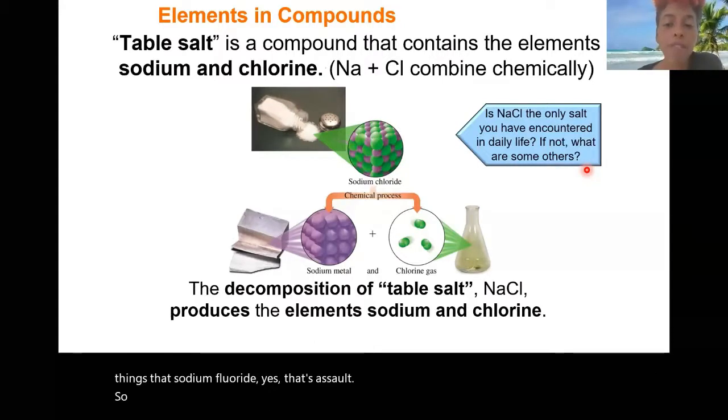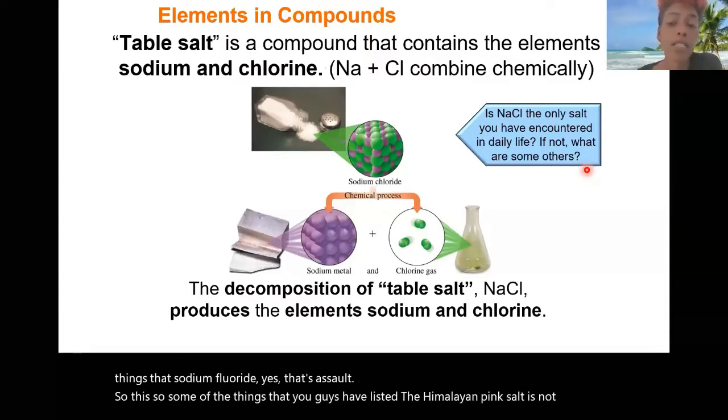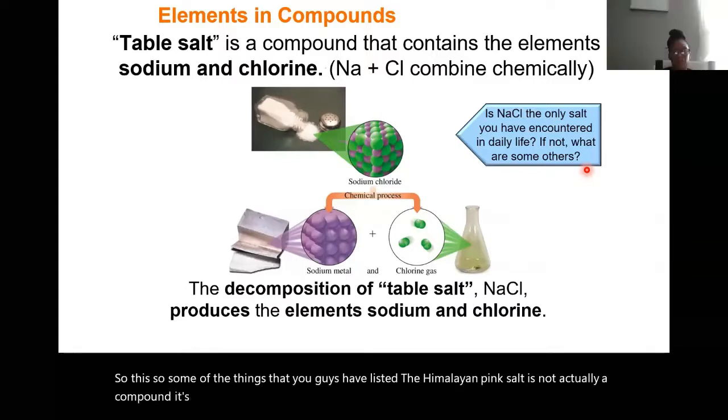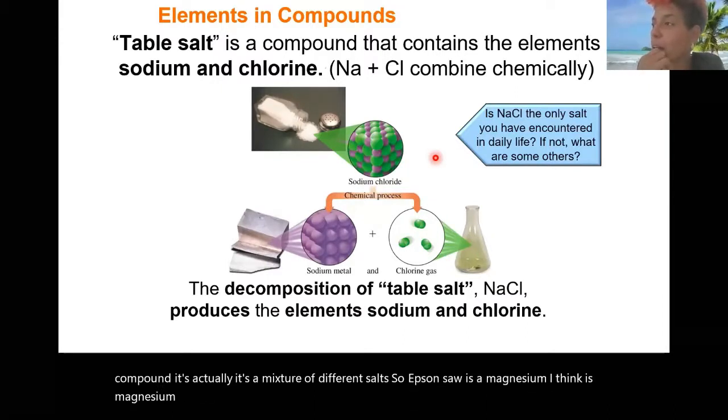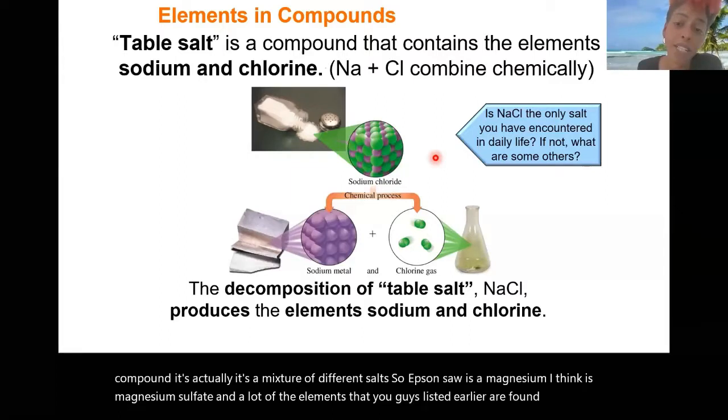Some of the things that you listed, the Himalayan pink salt is not actually a compound. It's a mixture of different salts. Epsom salt is a magnesium, I think it's magnesium sulfate. And a lot of the elements that you listed earlier are found in salts, right?